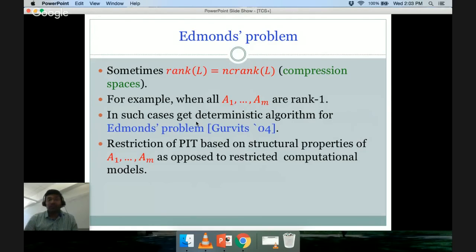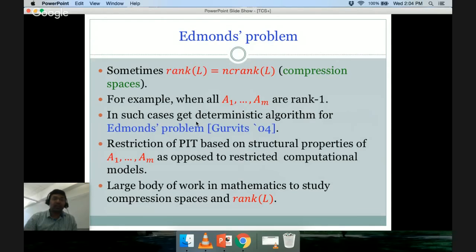So there's another interesting direction for PIT. We're studying PIT by restricting the structural properties of these matrices A1 to AM, as opposed to restricting the strength of computational models trying to compute these determinants. So this is approaching PIT from the structural side. And I should mention that there's a large body of work in mathematics to study compression spaces and this commutative rank of these symbolic matrices L. So in disguise, these mathematicians are also studying the PIT problem. They're trying to characterize when spaces are compression spaces, proving theorems about commutative rank, duality theorems, and so on.